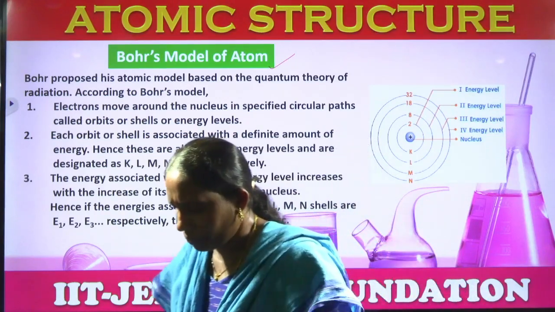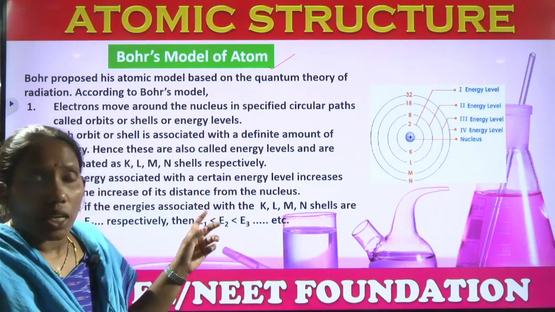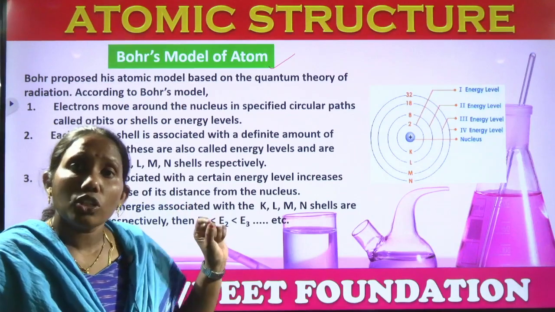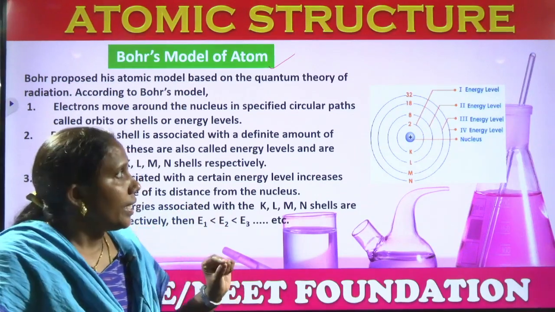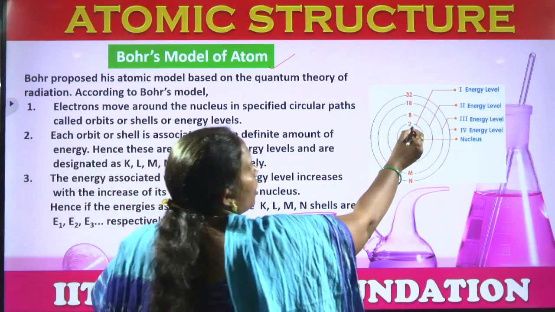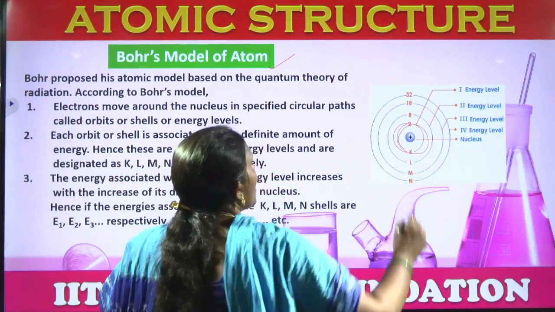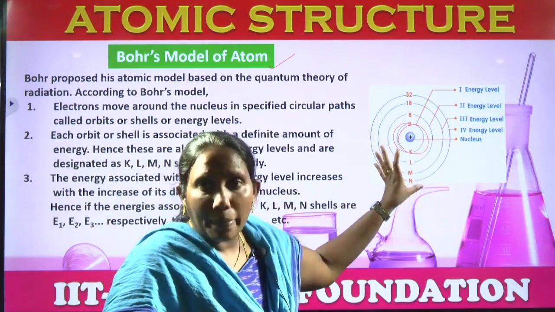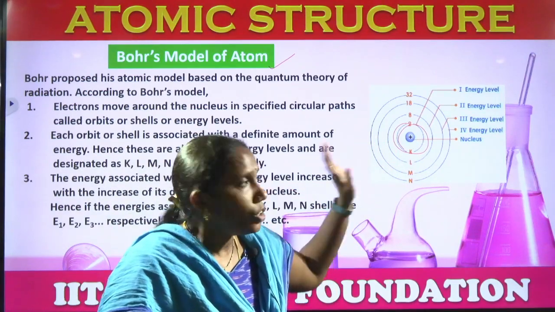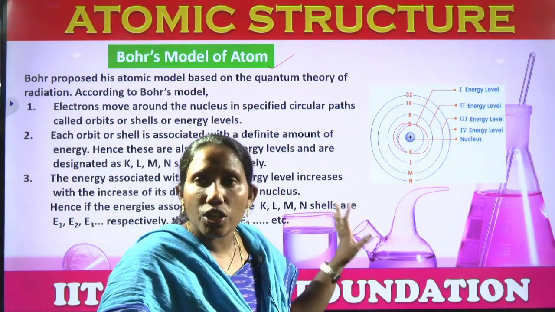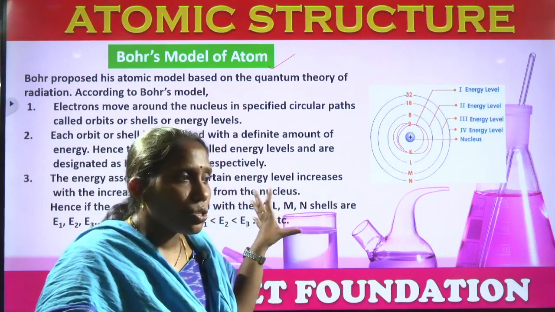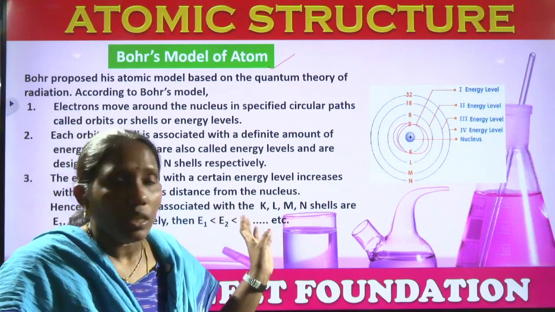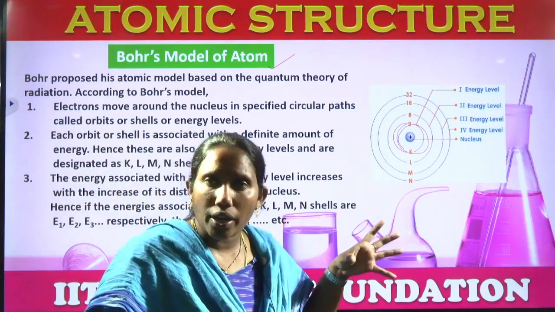The first point about Bohr's atomic model is that he considered electrons revolving around the nucleus in a particular path. These orbits are said to be stationary paths. These circular paths are stationary, meaning stable. Those are called orbits or shells. He also introduced one letter, n, the principal quantum number. So to each orbit he allotted one number.